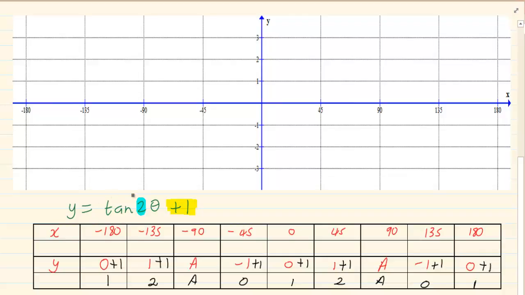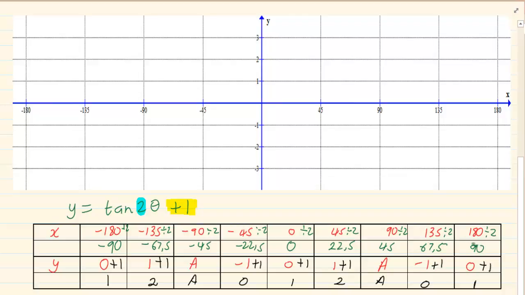Now let's look at the 2. What do we have to do? Because it is multiplying with theta, we are going to divide all of it by 2. So we have minus 90, minus 67,5, minus 45, minus 22,5, 0, 22,5, 45, 67,5 and 90.